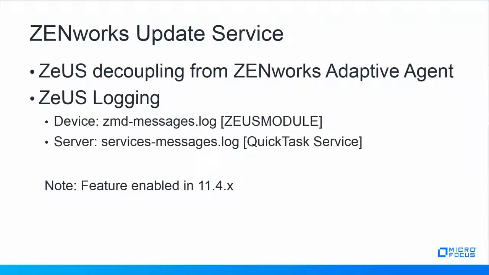Enabled in ZenWorks 11 SP4, the decoupling of System Update Service from the Adaptive Agent allows for easier management if something goes wrong with the ZenWorks agent or the ZenWorks agent service. ZeUS logging on the device side is in the ZMD messages log, and you could search for ZeUS module in that log. On the service side, you can look at the server that initiated the quick task and look in the service messages log. You'll find a quick task service along with the GUID of the device that you sent the quick task to.